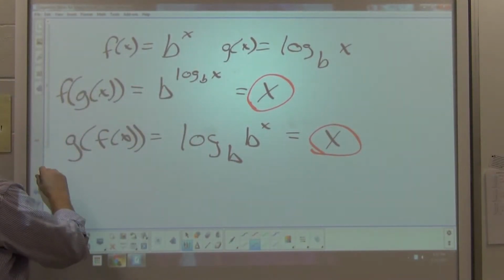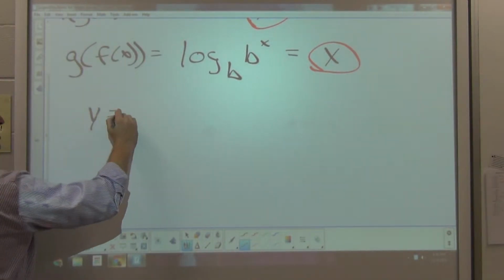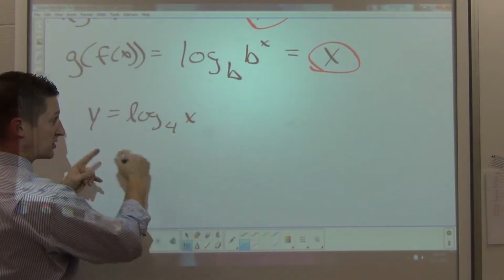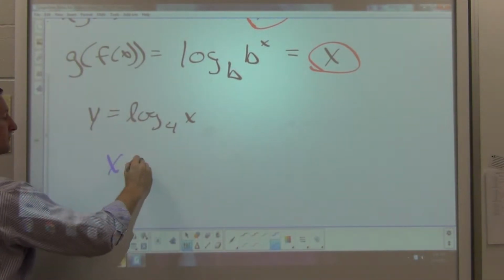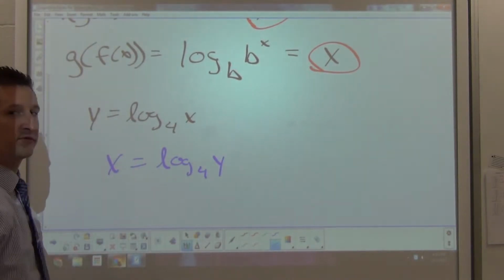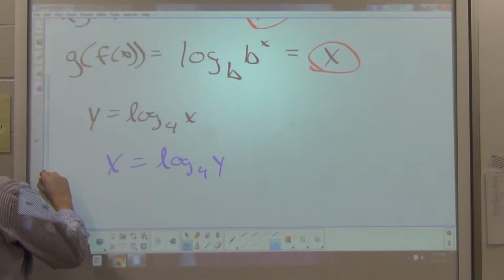So, that being the case, if I wanted to find the inverse, let's say, of the one that we just did, which is y equals log base 4 of x, I would switch x and y, and then solve for y. So check out how I would solve for y. I'm going to use an inverse operation.